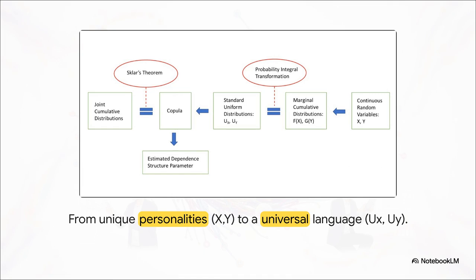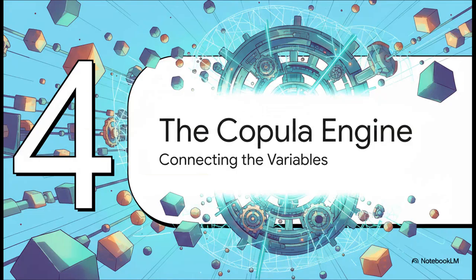And this flowchart right here, it perfectly shows that journey. We start over on the right with all our unique variables, each with its own personality. We apply their CDFs and we transform them into this universal language of uniform distributions you see in the middle. They've all been standardized.